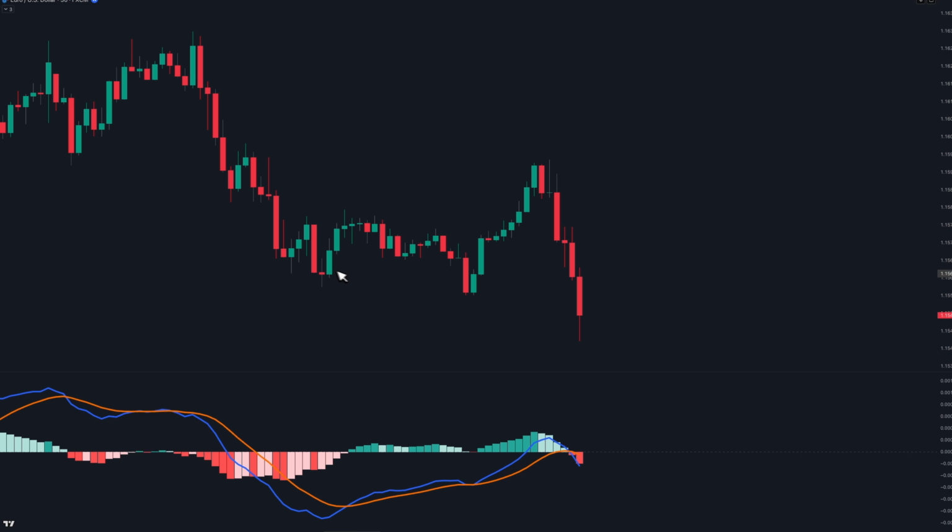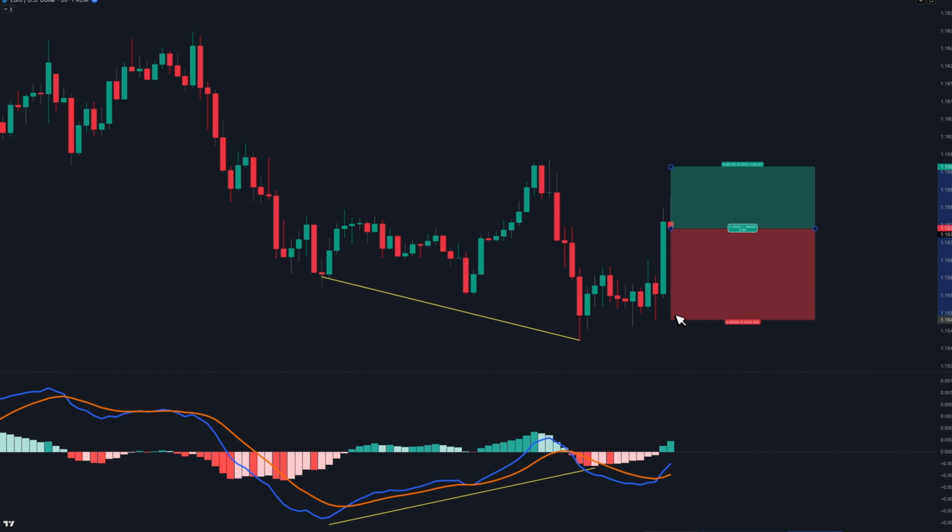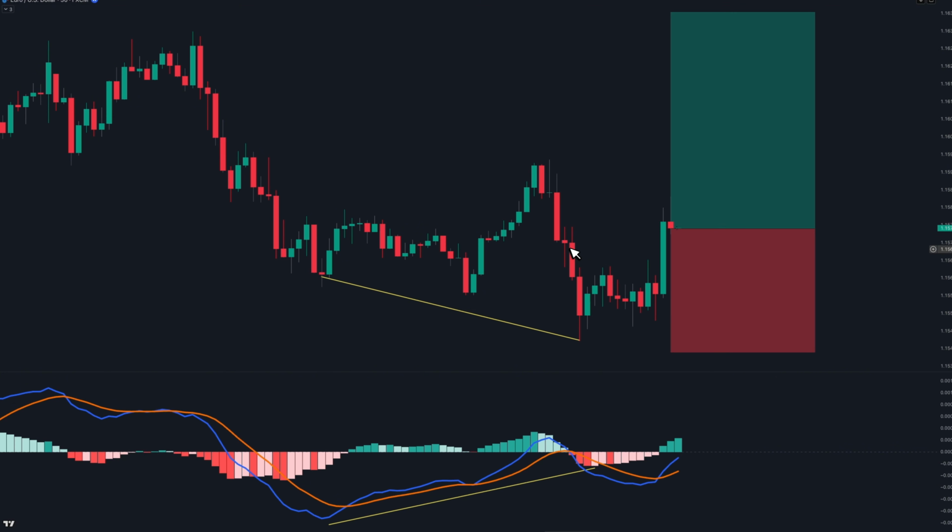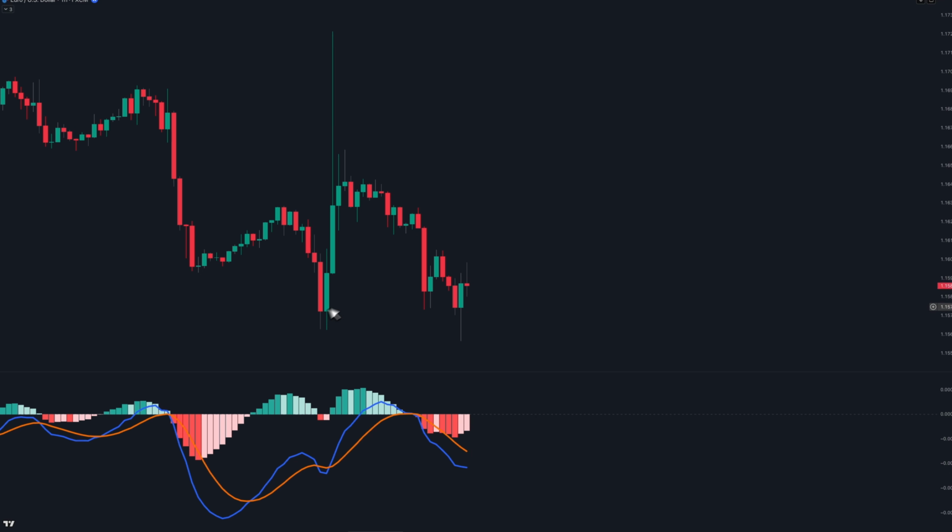For bullish setups, when price makes a lower low but MACD shows a higher low, wait for a break above the last swing high. That's your entry signal. Stop goes just below the previous low. Keep it clean and rule-based. No guessing games. Here's a simple but powerful pro tip I use.